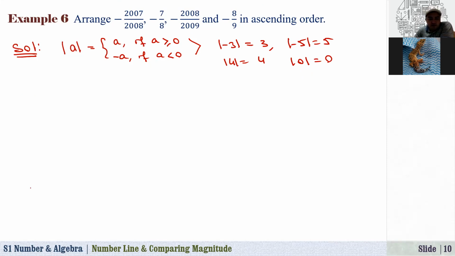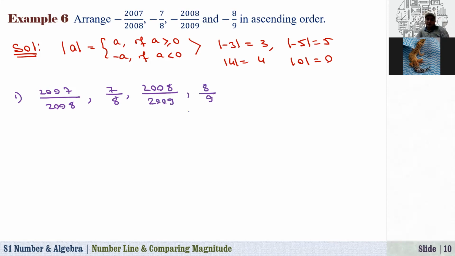So now if I write them without their sign, not to get confused, let me compare these numbers. 2007 over 2008. And here we have 7 over 8. And here we have 2008 over 2009. And here we have 8 over 9. To compare two numbers, they need to have the same denominator, or we need to cross multiply.